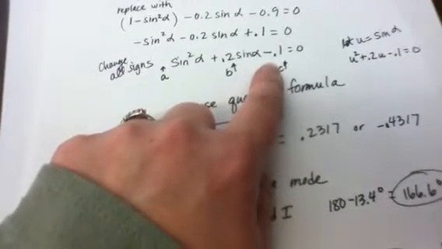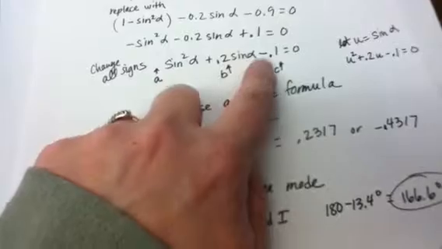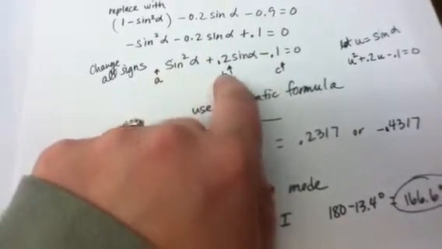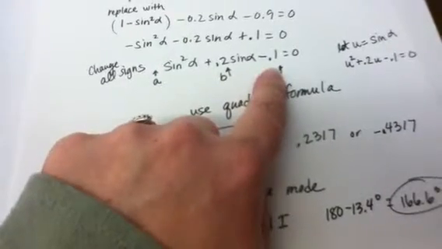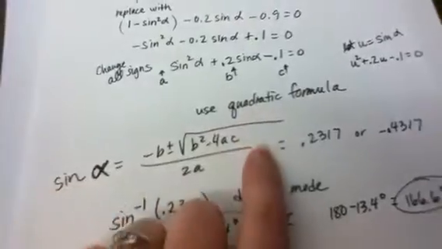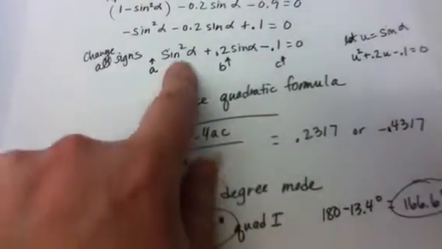Now you might recognize this is a quadratic, because you have sine squared, you have a regular sine, and then you have a constant. So you can call this the A term, the B term, and the C term, so that we have just a plain old regular quadratic we can use the quadratic formula with. Remember, we're not solving for x, we're solving for sine alpha.